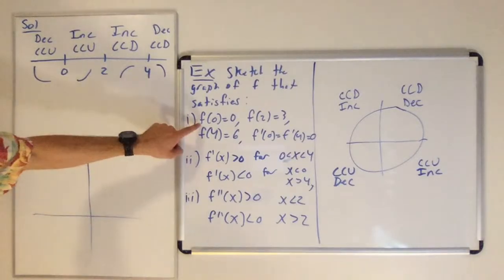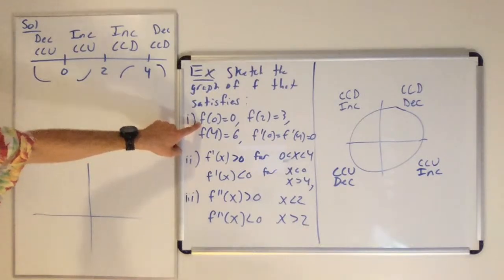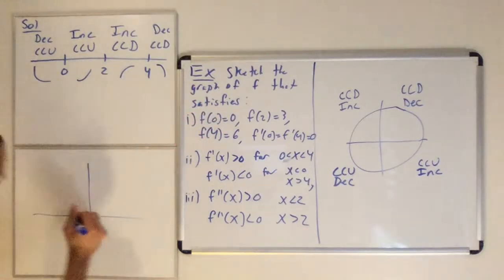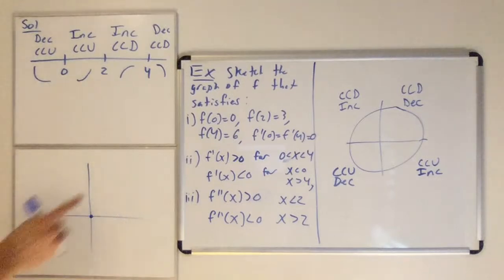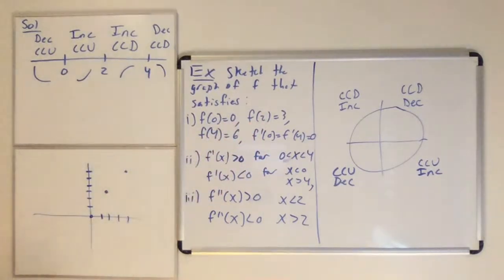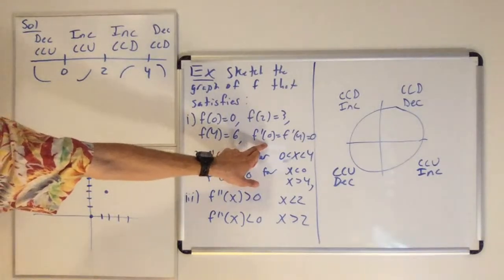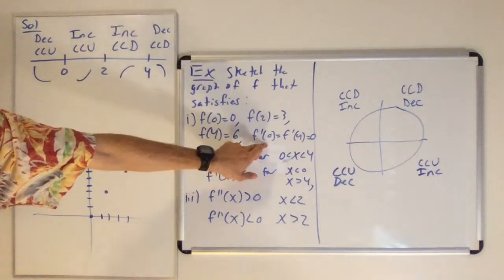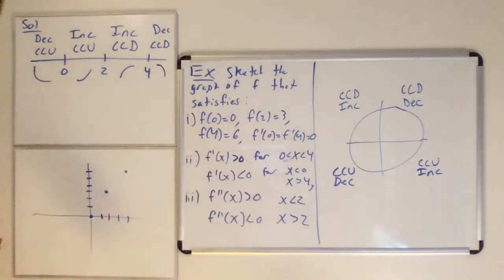Okay, so this tells us that we have the point 0, 0 on our curve. 2, 3. So let's go over 2 up 3. And then we also just have to make sure that we have horizontal tangents at x equals 0 and x equals 4. So we'll just check that at the end.